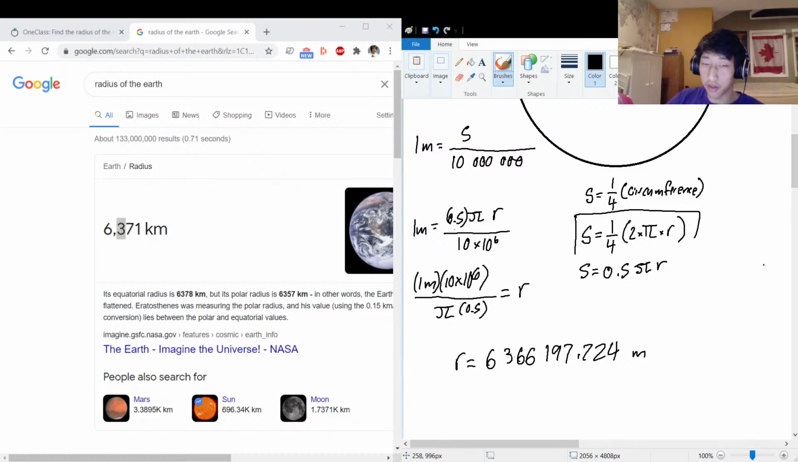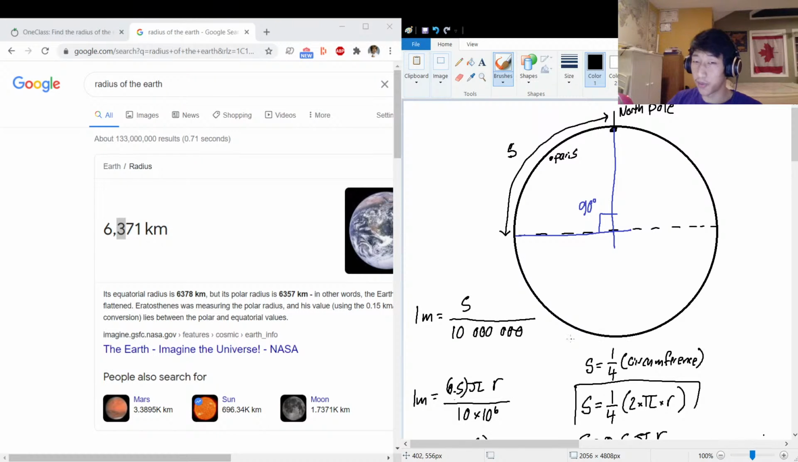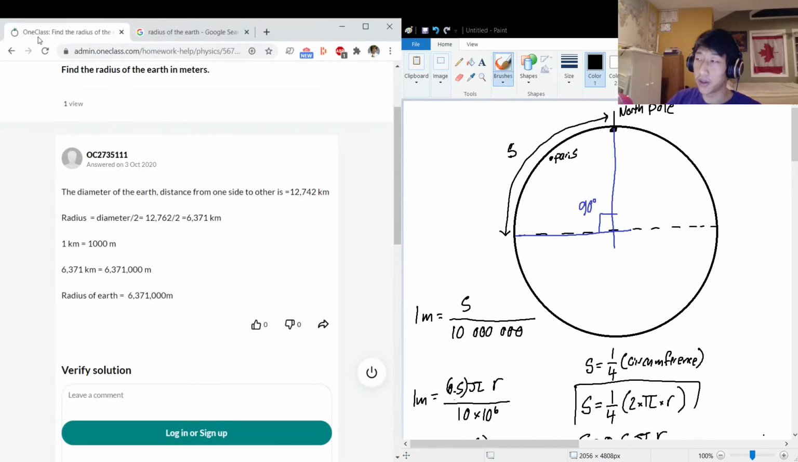Now we do have a little bit of discrepancy here because, of course, the Earth unfortunately is not a perfect sphere, so we are making quite a bit of approximations. But this is how the original meter was defined. Now the definition of the meter has changed to be the distance that light will travel in a very small increment of time. But originally it was based off of this: the distance between the equator and the North Pole along a line that passes through Paris.